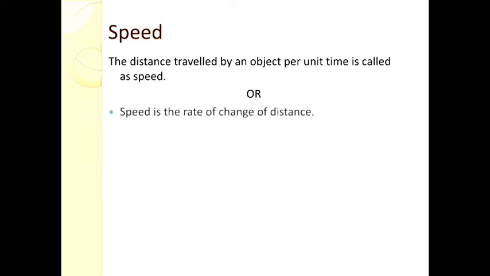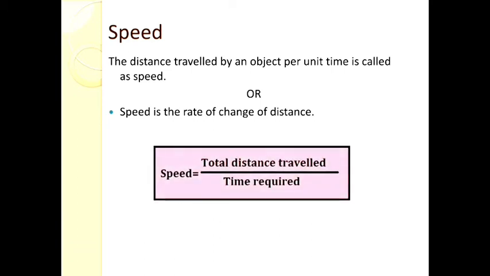We may have a different definition. The speed is also called the rate of change of distance. Speed is calculated with the help of the formula: speed is equal to total distance traveled upon the time required. The same formula we are going to use to solve some numericals.